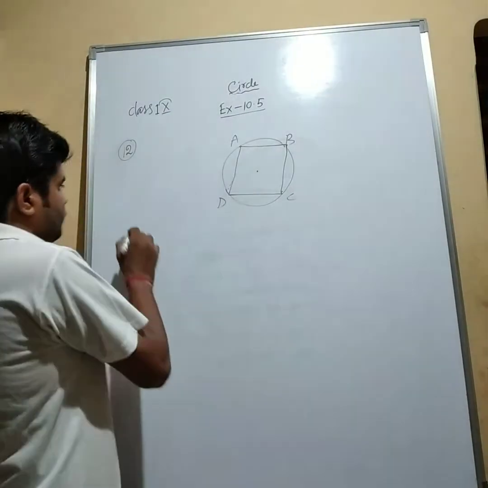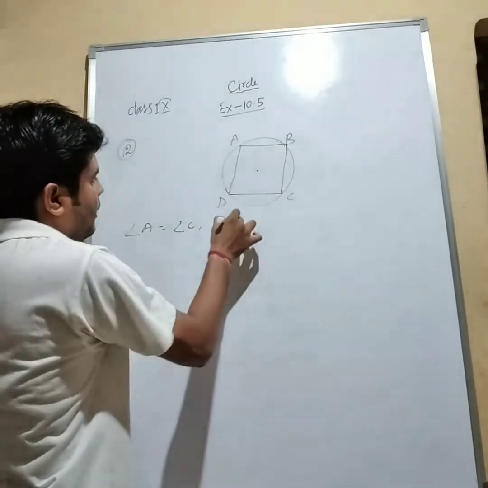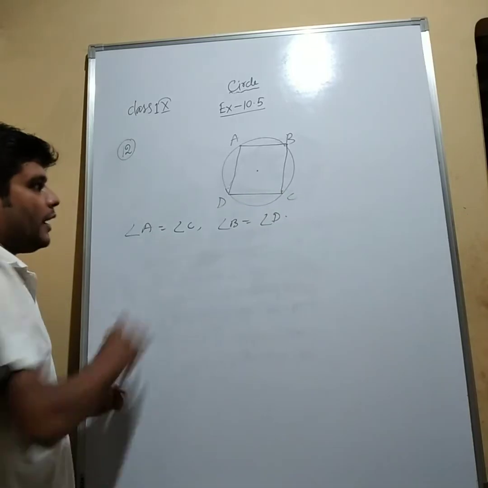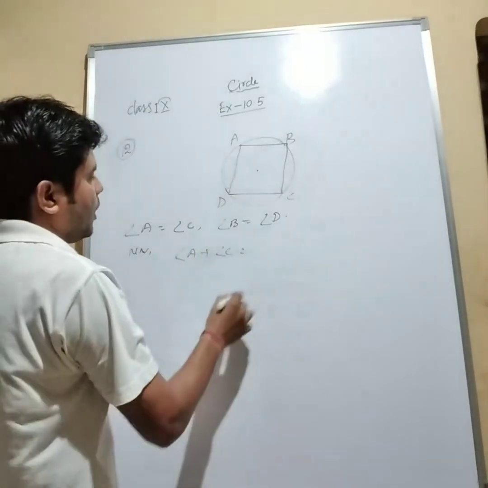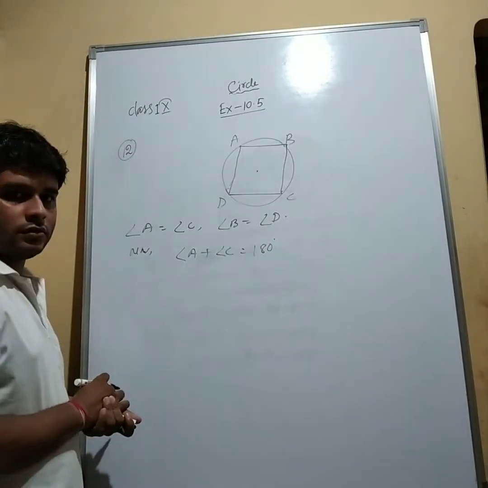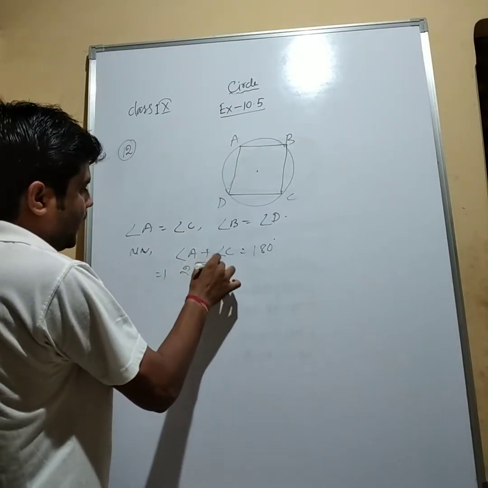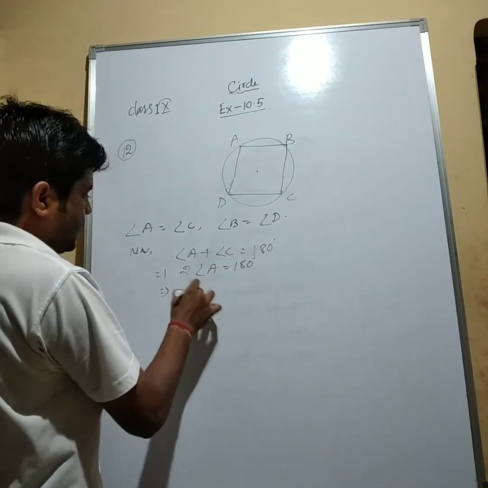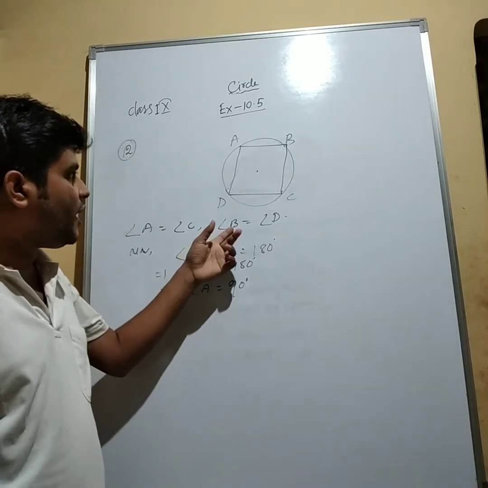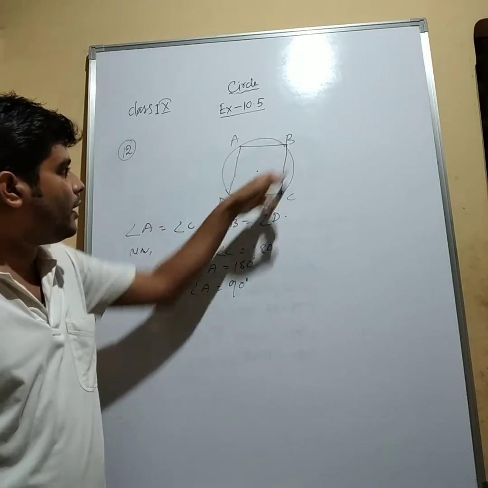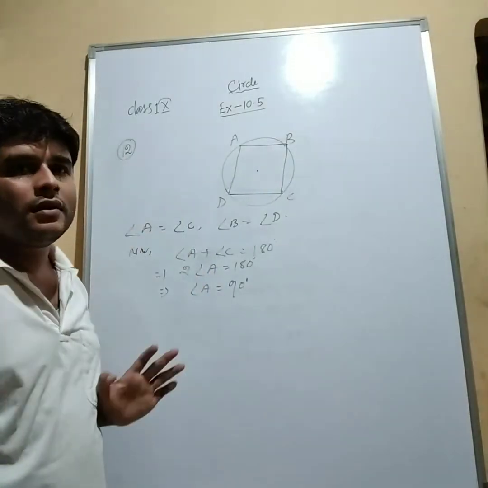Since ABCD is a parallelogram, as we know, angle A equals angle C and angle B equals angle D. And also it is cyclic, so angle A plus angle C equals 180. Angle A and angle C are equal, so 2 times angle A is 180. That means angle A is 90 degrees. Similarly, angle B is also 90. That means in the parallelogram all the angles are 90 degrees, so it is a rectangle.